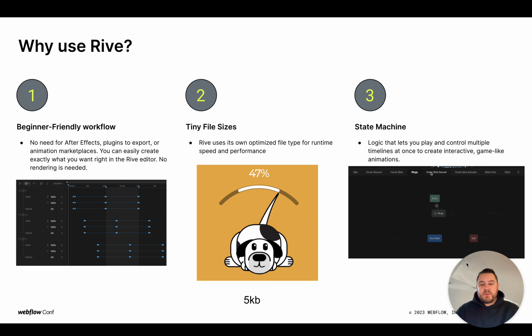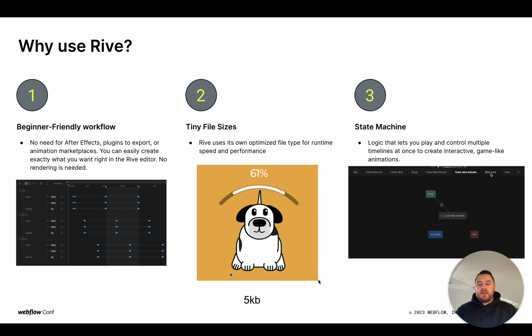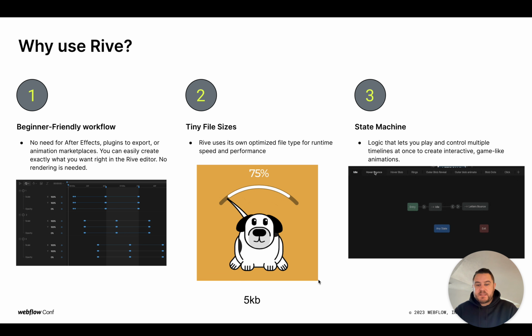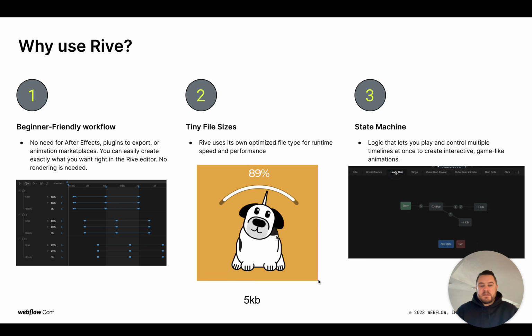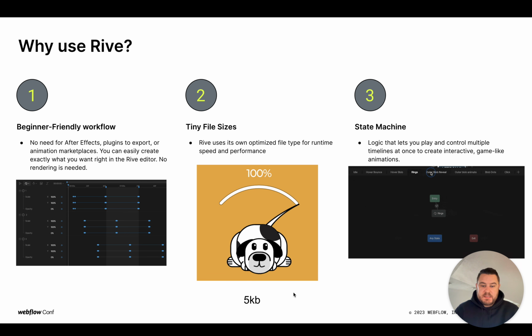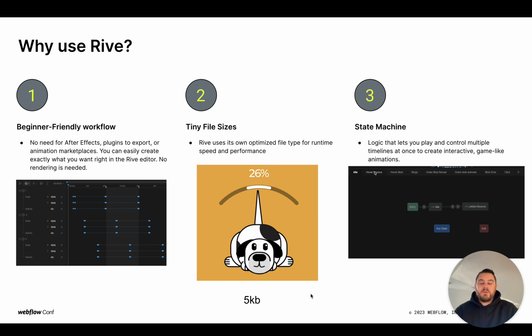Number two is the tiny file sizes. I made this example of a loader animation that has interactivity built into it. This entire file is 5 kilobytes, which is tiny. So it's perfect as a loader because that will load super fast as something else is waiting to load on your website.